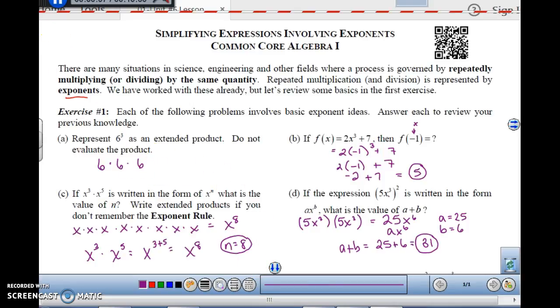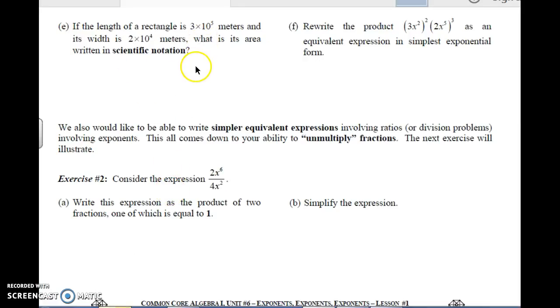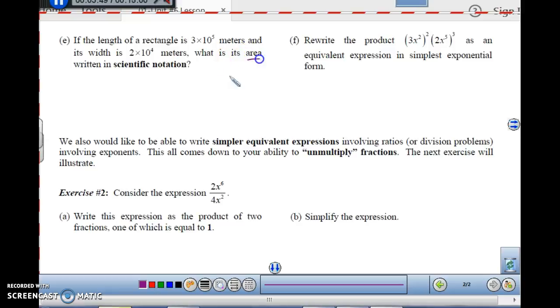Let's do some more exponents. If the length of a rectangle is 3 times 10 to the 5th meters, and its width is 2 times 10 to the 4th meters, what is its area written in scientific notation? Okay, area, remember, for a rectangle is length times width. Okay, so this is written in scientific notation. The length is 3 times 10 to the 5th, and the width is 2 times 10 to the 4th.